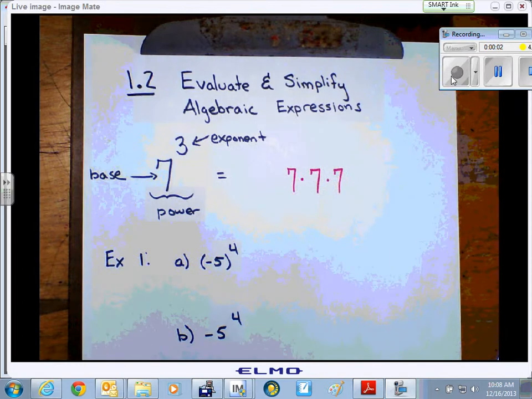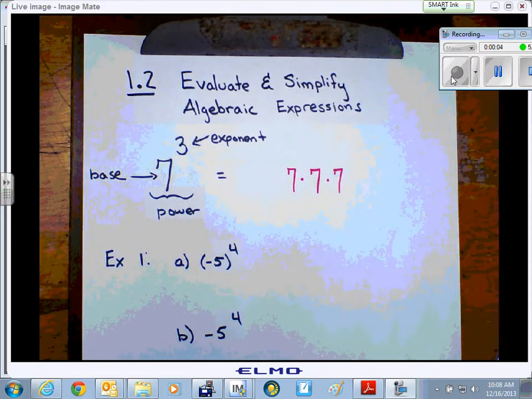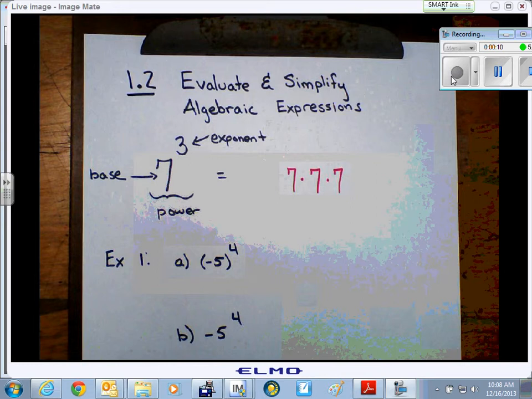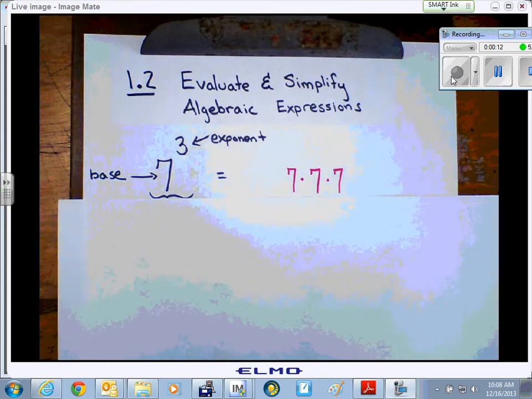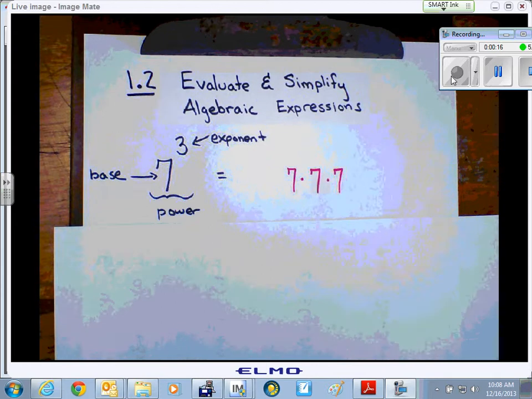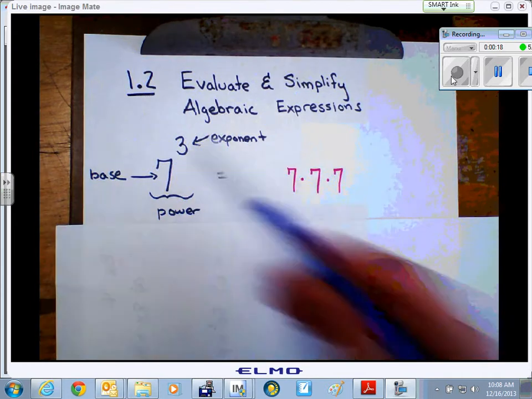All right, section 1.2 is also another review section from Algebra 1. This one, the title is Evaluate and Simplify Algebraic Expressions. One thing I want to look at, this is in the textbook, but just a couple of terms you need to know. So we have 7 to the third power.